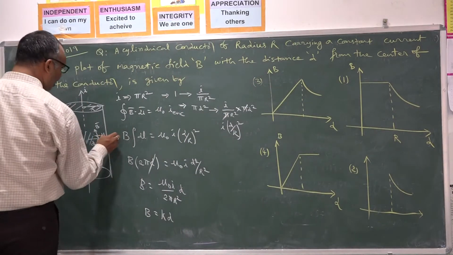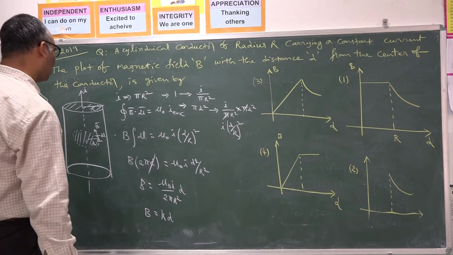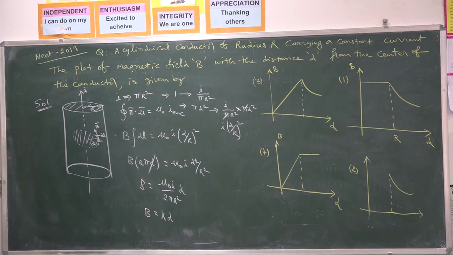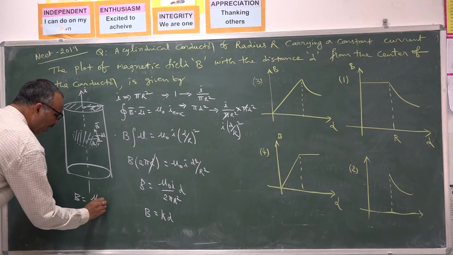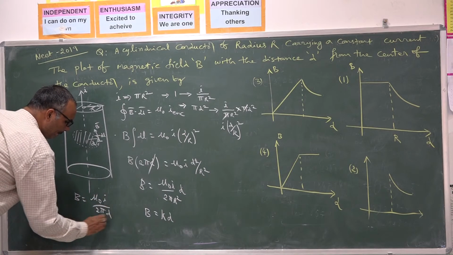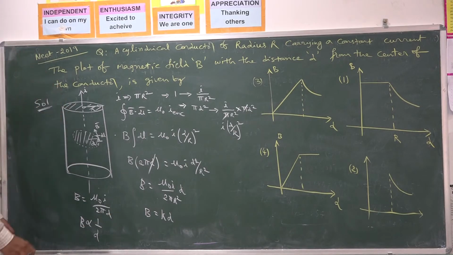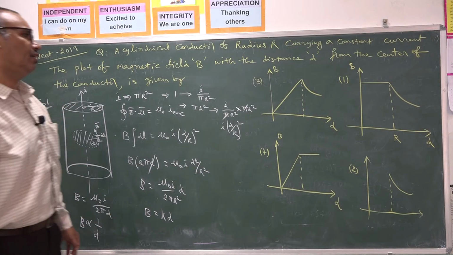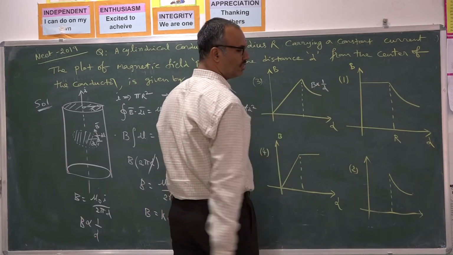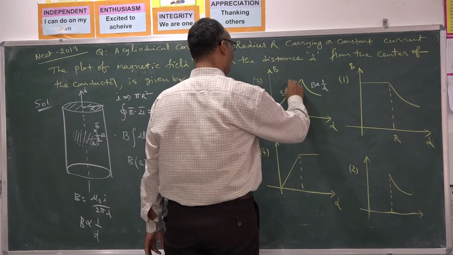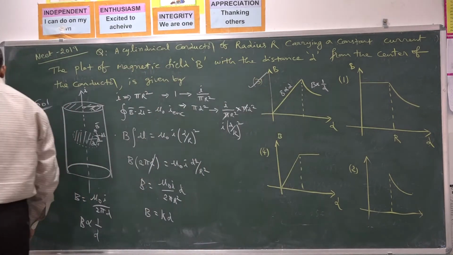If I consider the point at outside, what is the strength of magnetic field due to a long conductor at an outside point? B is equal to mu naught I by 2 pi d. That is B proportional to 1 by d. So here B proportional to 1 by d, it is like this. B proportional to d is like this. So option 3 is the right answer for this question.